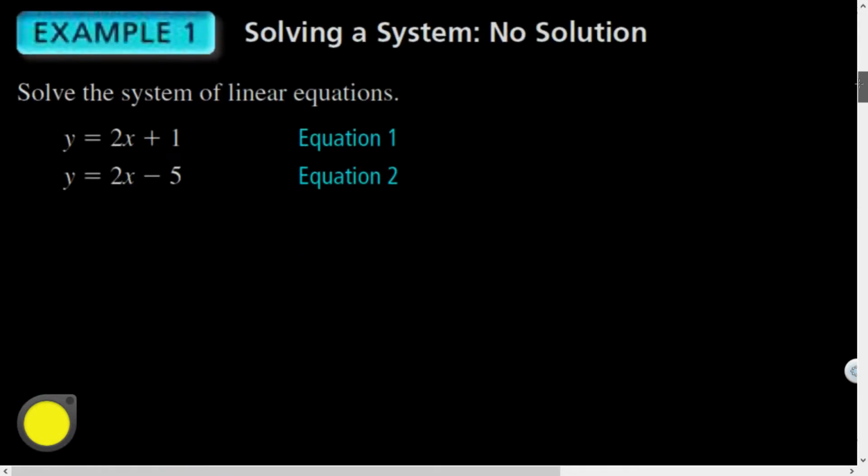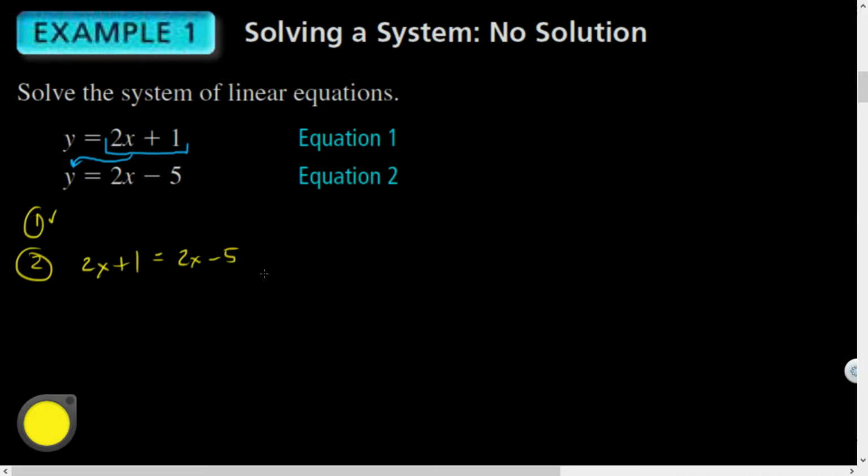So let's look at what happens when I solve a system in which there's no solution. Which method do you want to use to solve this one? Substitution, sure. Step 1 in substitution is solve one of the equations for one of its variables. Notice that both of these happen to be solved for y, so step 1 is done. Step 2, I could then take this and plug it in to the other equation for y. It's been a few days since we've done substitution. So I'm going to have 2x plus 1 equals 2x minus 5.